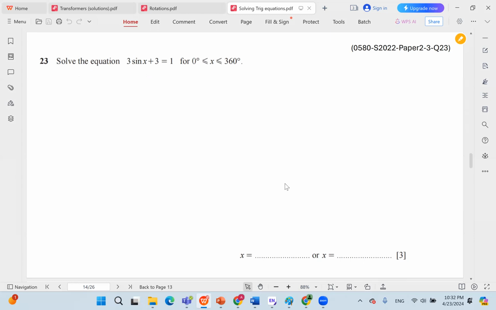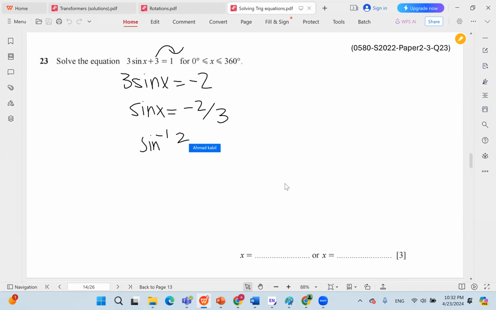Here we have 3 sine x plus 3 equals 1. We take the 3 to the other side. We get 3 sine x equals negative 2. And then we divide by 3. So sine x equals negative 2 over 3. Now, we want to find x. So remember, we do shift sine positive 2/3. And the negative sign affects our choice of quadrants in the asterisk rule.